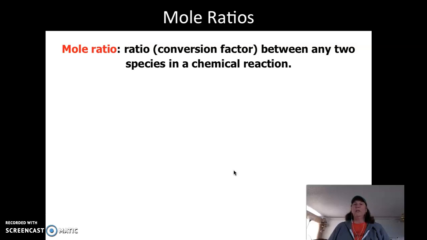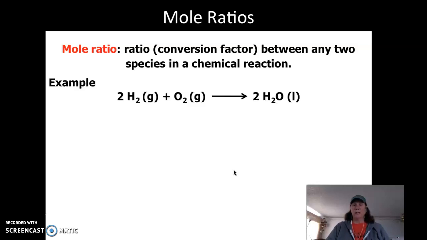It's between any 2 species. It can be a product and a reactant, it can be both reactants, it can be both products. It depends on what you're looking for. But again, it's the ratio between them, and the numbers come from the balanced equation. They're the coefficients.